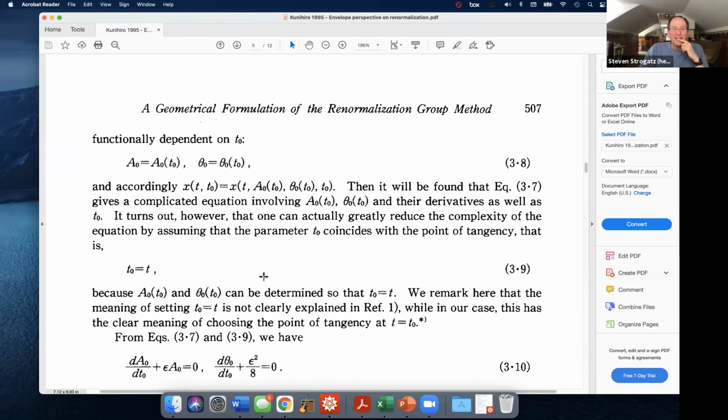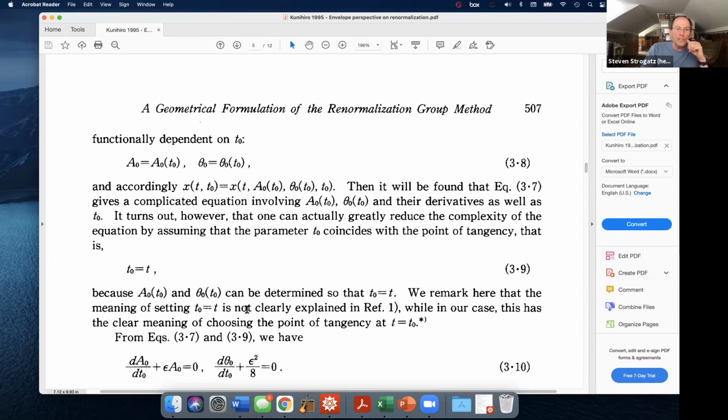And he says, we remark here the meaning of setting t0 equals t is not clearly explained in Goldenfeld, Chen, and Oono. Whereas for him, he thinks it is clear. It's the condition that each member of the family of curves has to be tangent to the envelope. That's what it boils down to. You'll see when you read his envelope discussion that that's what that means.